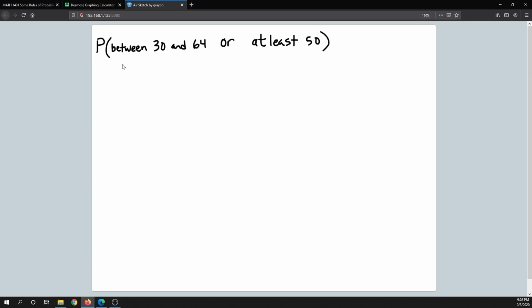So normally what we have been doing in the past is just writing a single letter for an event, like A or B or whatever. But here I'm just going to write something that's a little bit longer, right? So that way it's kind of a little bit quicker. We don't have to write let A be the event that the person selected is between 30 and 64, or B be the event that the person is at least 50, right?